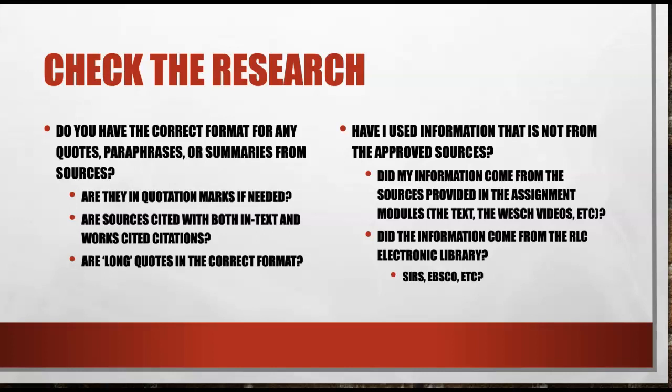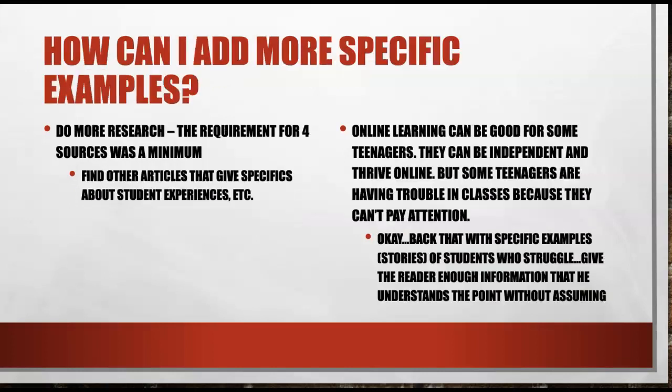Also, if I used information that's not from the approved sources, well, then that can be a problem. So if your sources came from the ones that I provided, so things like the textbook, the WESH videos, the article about the athlete from ESPN, those are fine. If your information came from the Renlick College library, so SIRS, EBSCOhost, any of those databases, that's good. If you have things, obviously, that are your own experience, those are also okay. But if you just started pulling in information that came from other sources outside of that, that can be a problem.